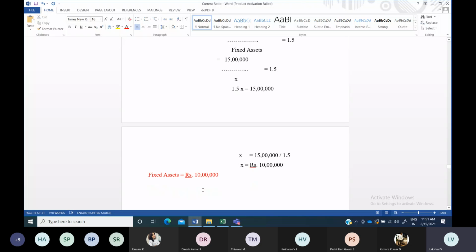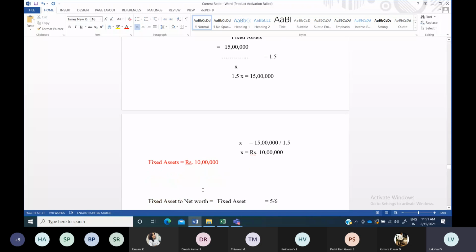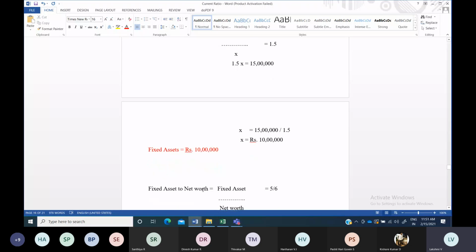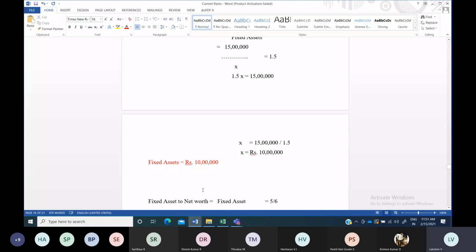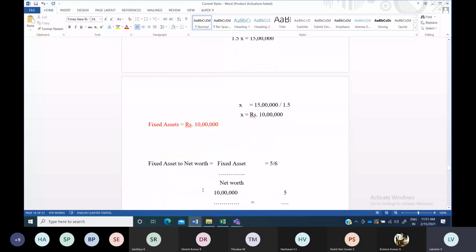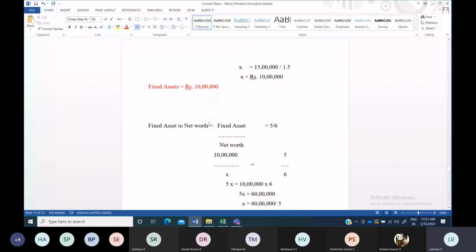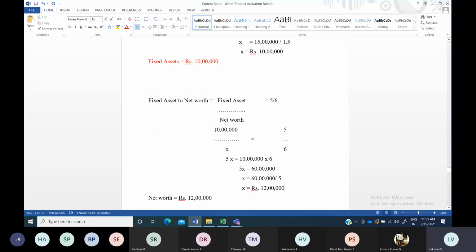You should be very careful in finding out the formula: which formula to use, how to substitute it, and how to arrive at the answer. You have to think logically and do this kind of problem. Next, after finding out fixed assets, moving further in our question, fixed assets to net worth, they have given us 5/6. So I have taken fixed assets divided by net worth. Whenever it is like this, the first term constitutes the numerator and the second the denominator, so we are taking it in this way. Now, fixed assets we know is 10 lakhs.